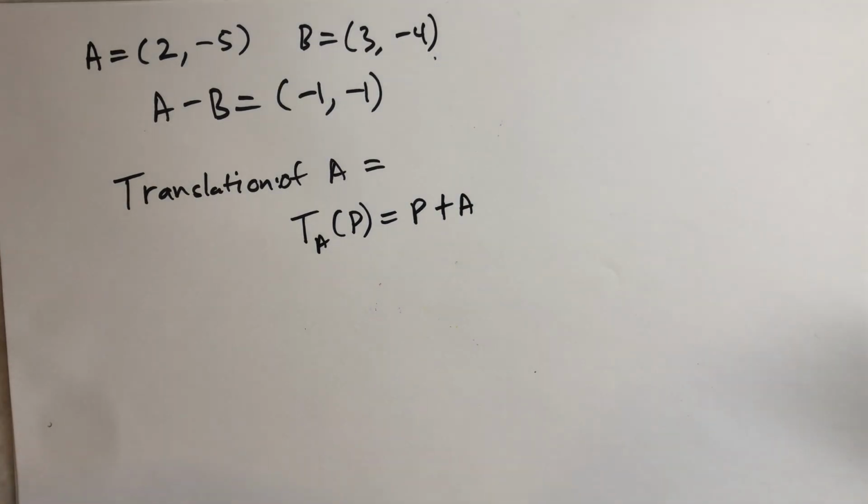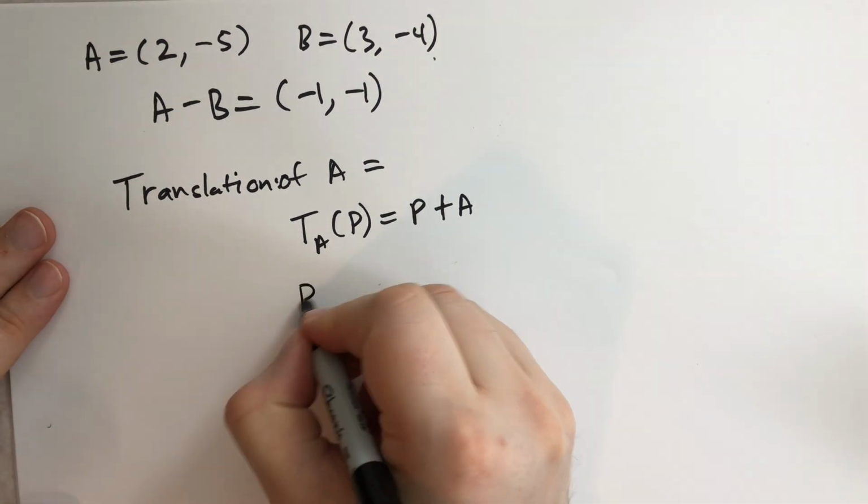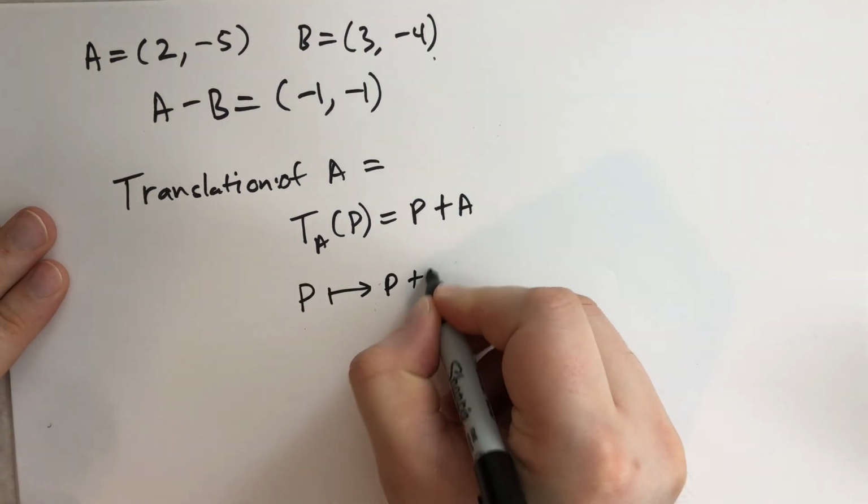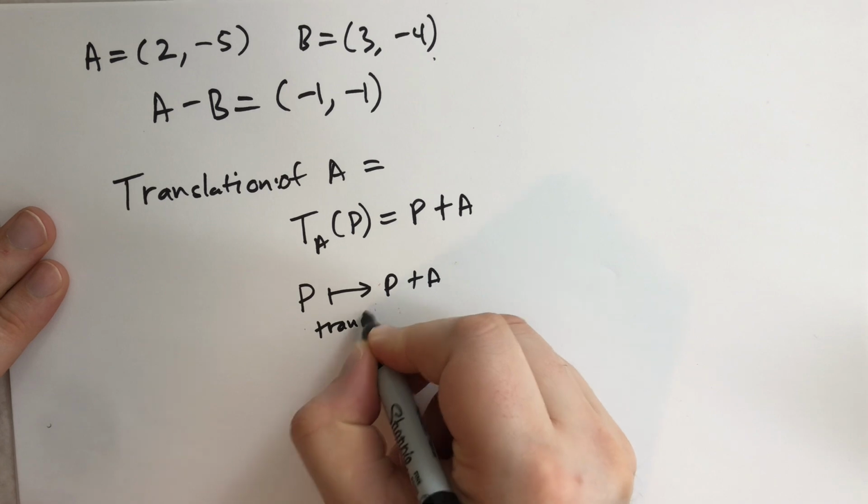And this is where this concept of vector comes from. So we can write this out as P goes to P plus A. This is the translation.